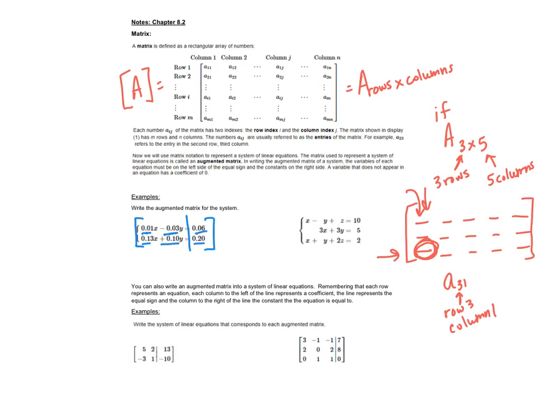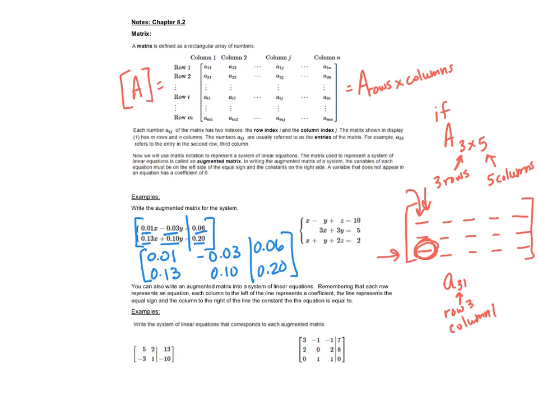So if I were writing this, I could have my matrix as 0.01, 0.13, negative 0.03, 0.10, draw my line for my equal sign, 0.06, 0.20. And that would be our augmented matrix, all right? So all we're basically doing is we are losing the variables, losing the equal sign, and now we've got the same representation, okay? So let's look at the next one.